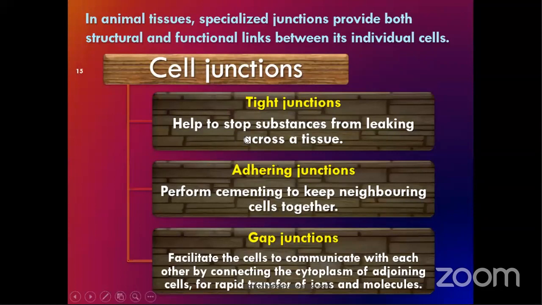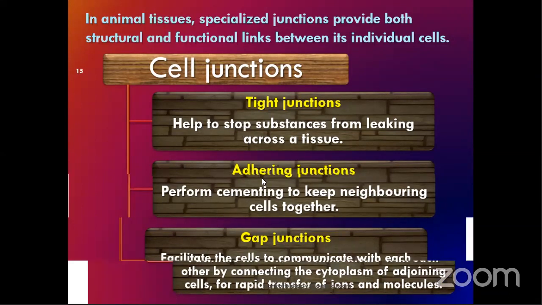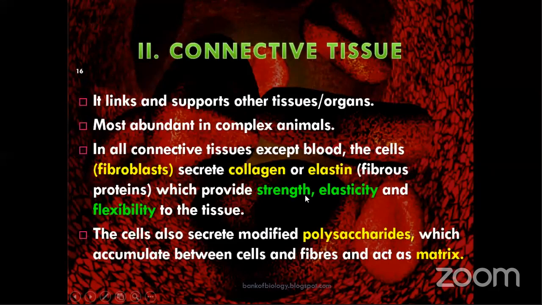So between the epithelial cells, you'll have different types of junctions, that is the tight junction, adhering junction, and gap junctions. Tight junctions help to stop substances from leaking across a tissue. Adhering junctions perform cementing to keep the neighboring cells together. Then gap junctions facilitate the cells to communicate with each other by connecting the cytoplasm of adjoining cells for rapid transfer of ions and molecules.